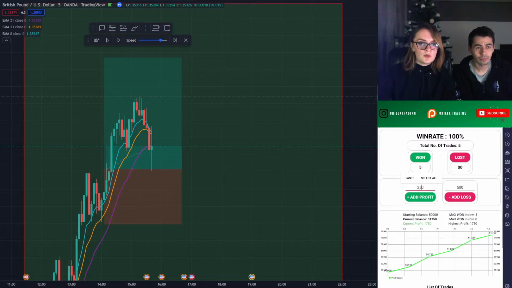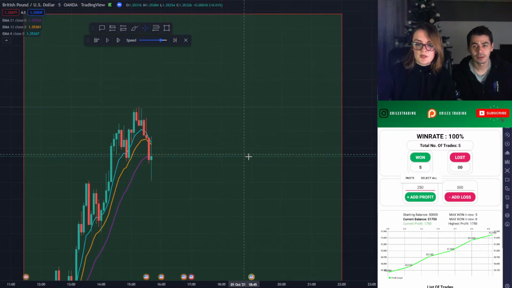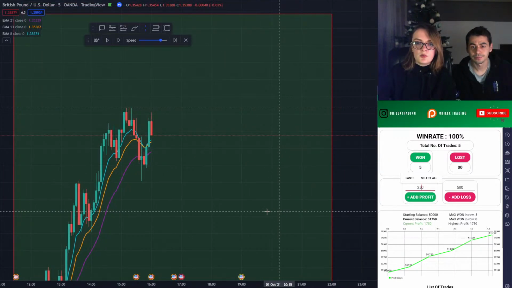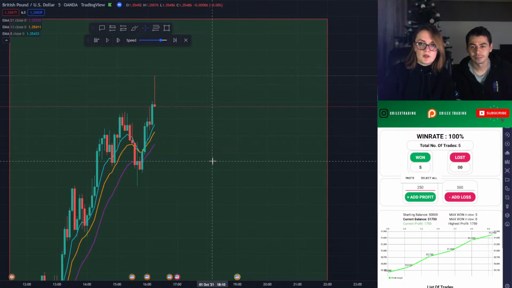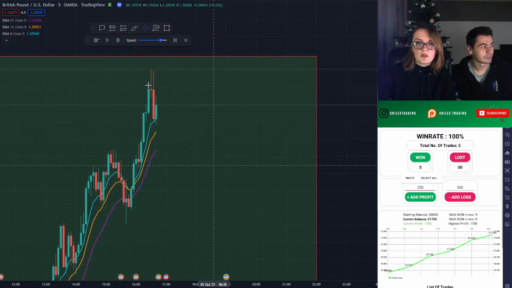And let me mark this also in the Excel. For the moment, as you can see, we have 5 positions and plus 1.75% on this account. Okay, so we are now going above the EMAs, so we may get a new buy entry here. See if we have any here.